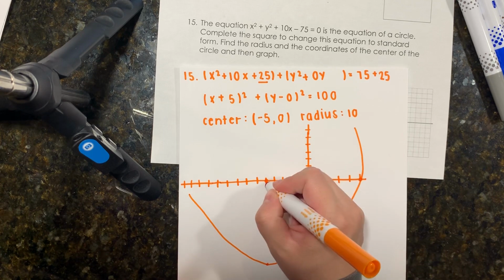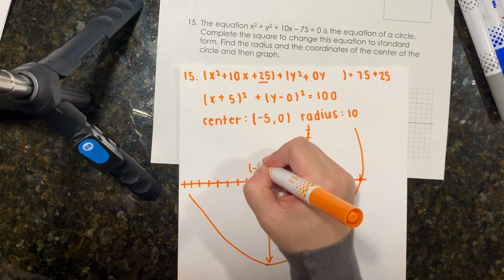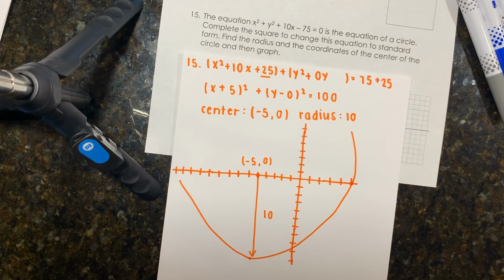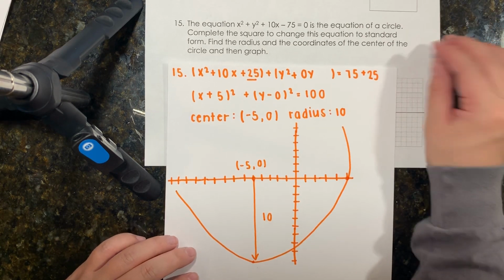Yeah, that looks horrible. Okay, so my radius right here is 10, and the coordinate for my center of the circle is negative 5, 0. So if you draw your circle a little better than mine, that'd be great. But if not, that's your problem.